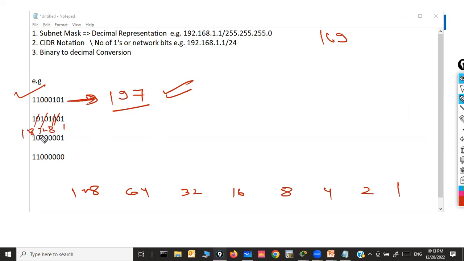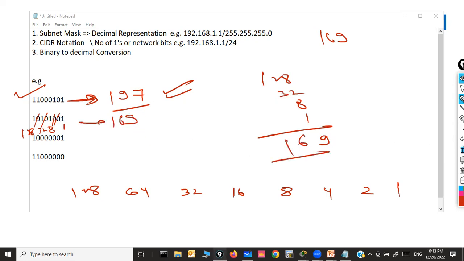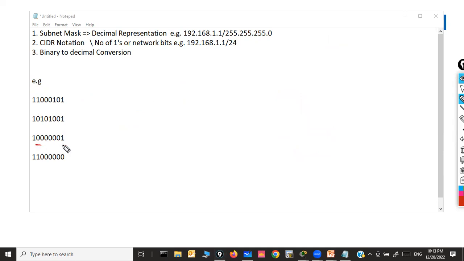So whatever value comes, right? 128 and 32 plus 32, 8 plus 8, plus 1. 169. Yes. Correct. 169. And this third one is easy. It's easy. 129. Correct. Another one is easier than this. This one is 192.